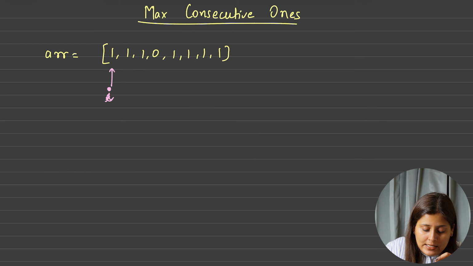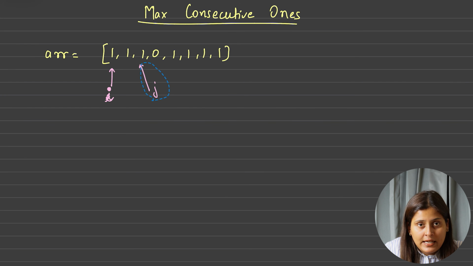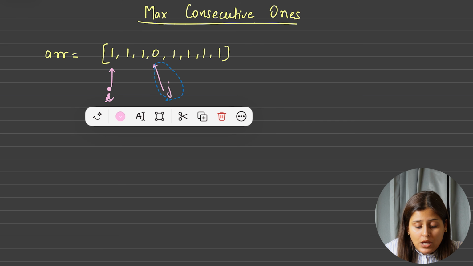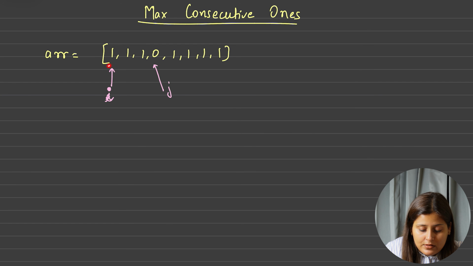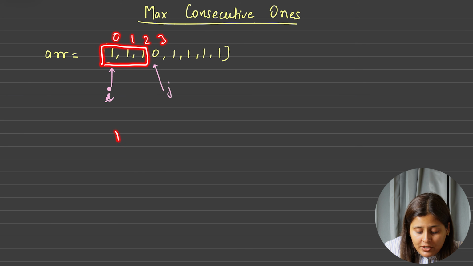So suppose I start my J from here. After that I will move to the next. Then it is 1. Yes. Again, is it 1? Yes. Again, is it 0? No. But J is here now. And what is the length between these? If you see the indexing, this is 0-based: 1, 2, 3. And I want 3 as the length only. So that is why I will do J minus I for my length.